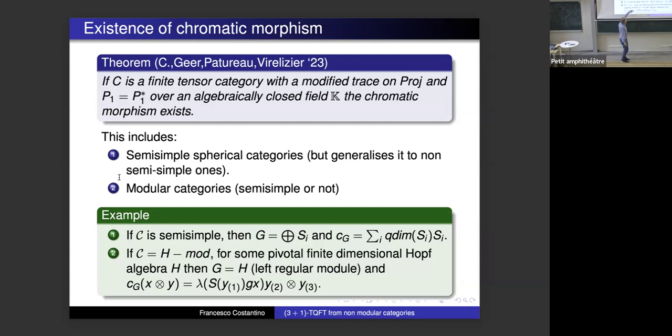In another case, which is not semisimple in general, you take a finite dimensional Hopf algebra H, and then if you think about it, G is H itself, seen as a left regular module, right? It's a projective module, and it actually is a generator for the ideal of projectives. And then you need the map from G tensor G to itself, so from H tensor H to itself as a morphism of modules over H. Turns out that this is the formula. It's ugly, but it does exist.